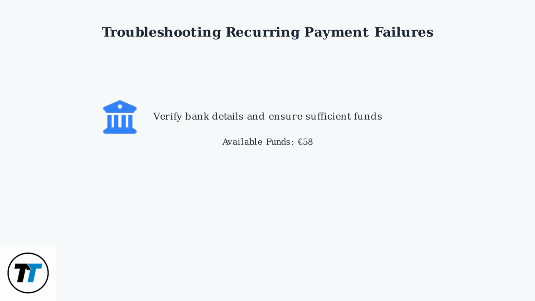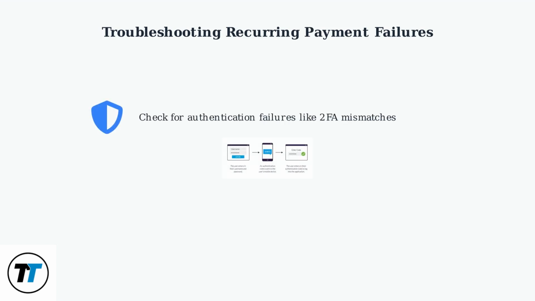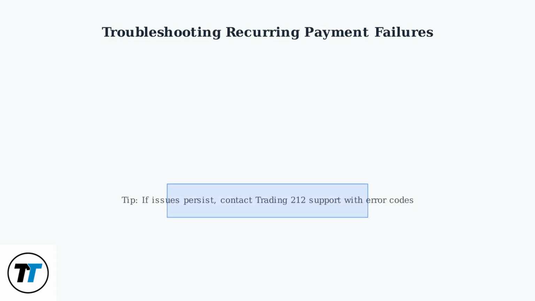Verify your bank details are correct and ensure you have sufficient funds available in your account. Finally, authentication failures, such as two-factor authentication mismatches, can cause issues. Ensure your 2FA codes are entered correctly. If these steps don't resolve the issue, contact Trading 212 support and provide any error codes you receive.